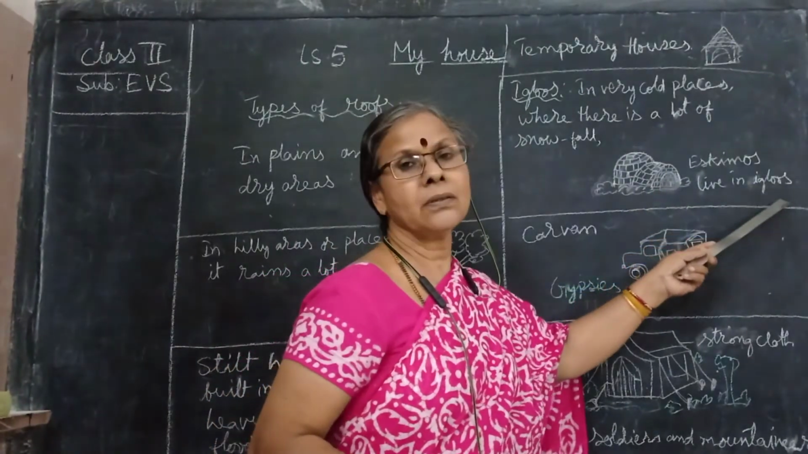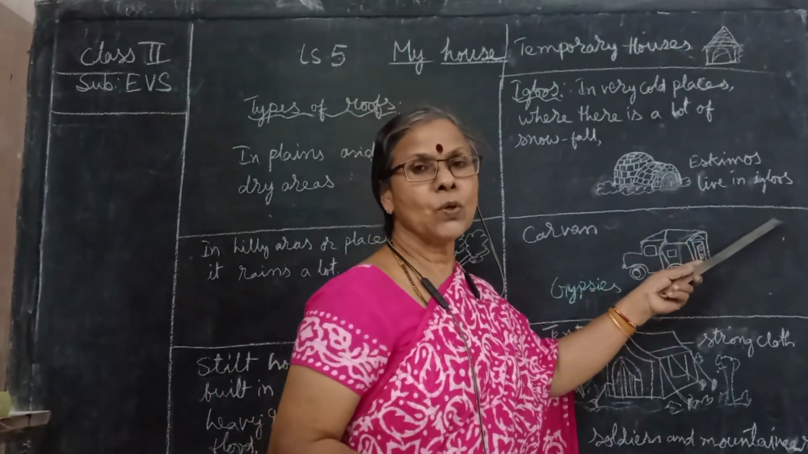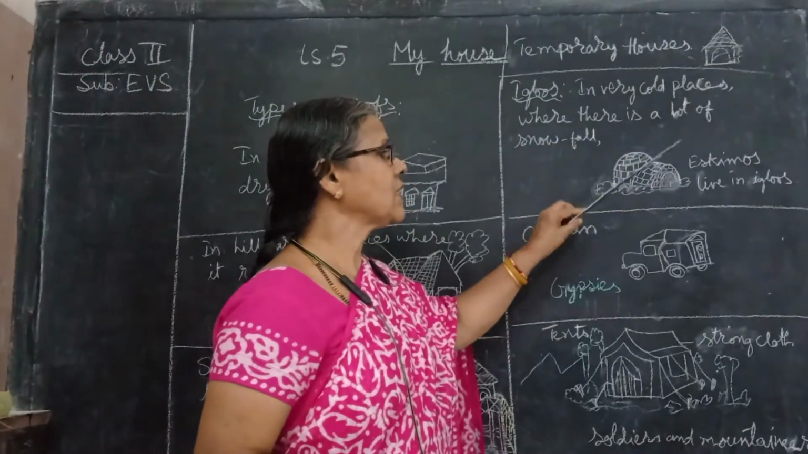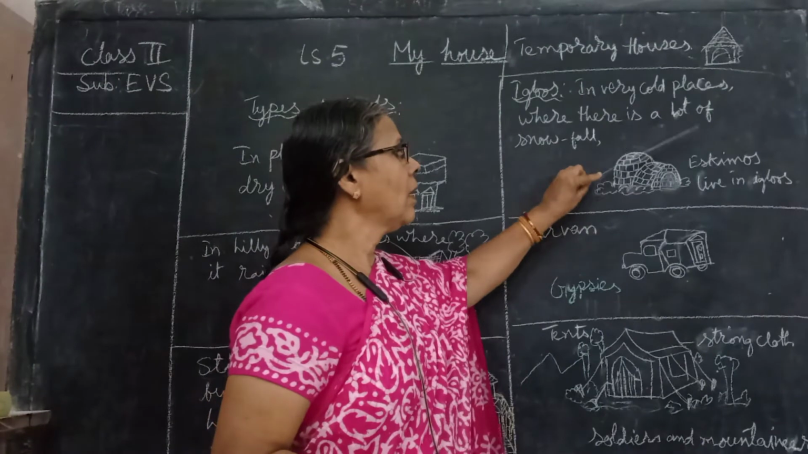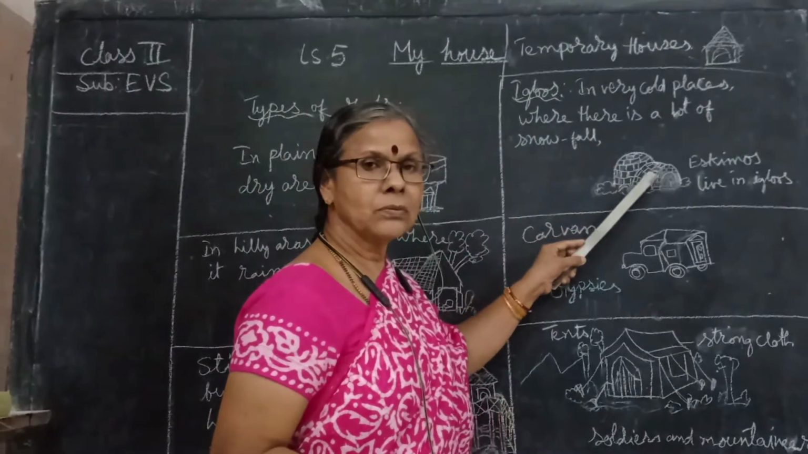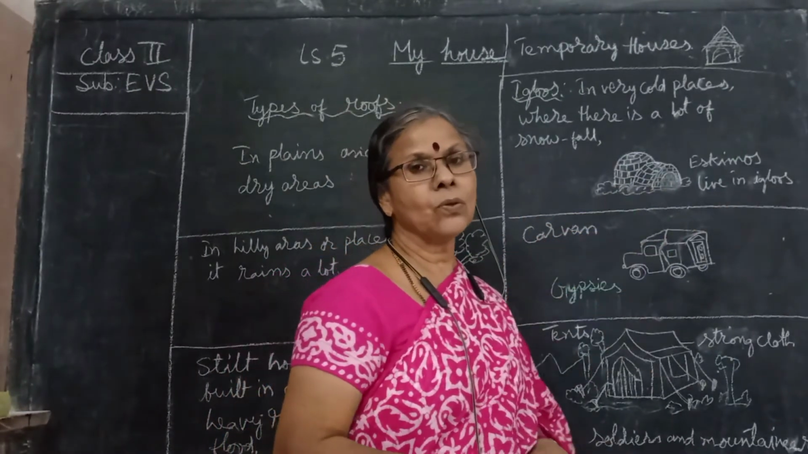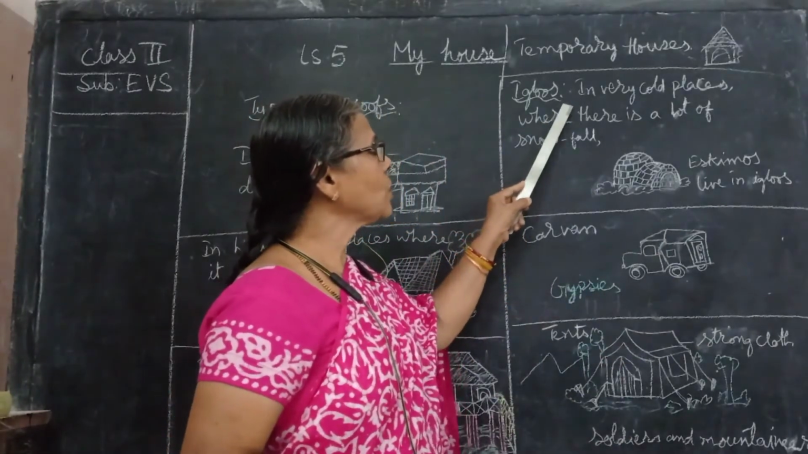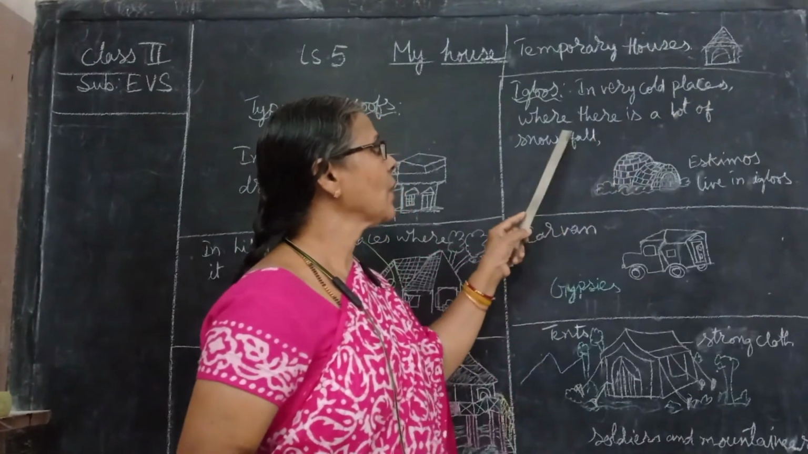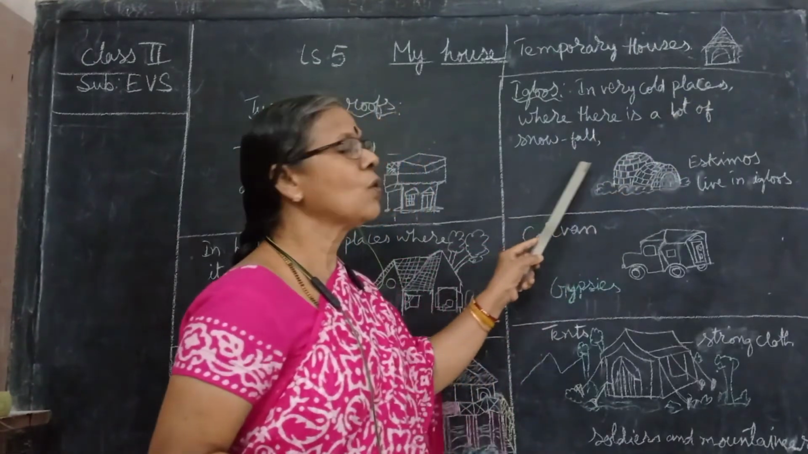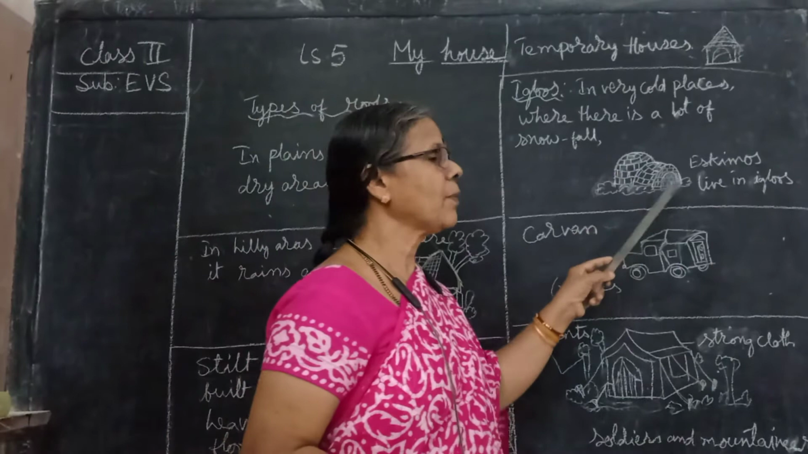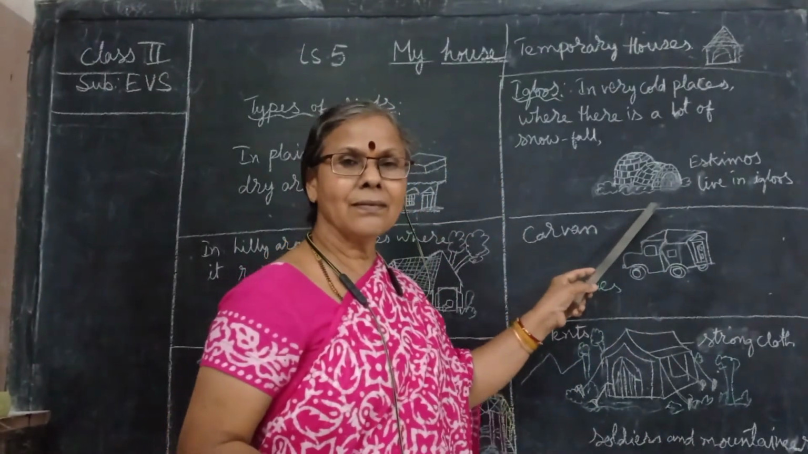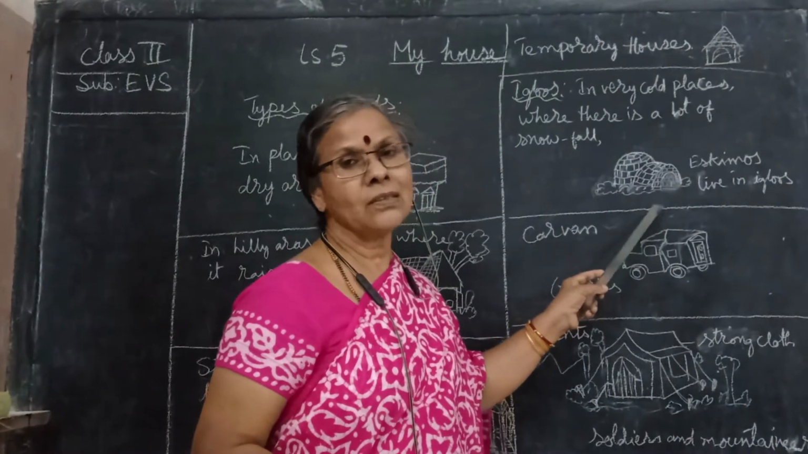Eskimos live in igloos. Eskimos live in places like Antarctica where it's very cold. They can remove it and move to another place. So igloos are in very cold places where there is a lot of snowfall. This type of house we will see only in calendars or in the textbook. We'll be studying that.